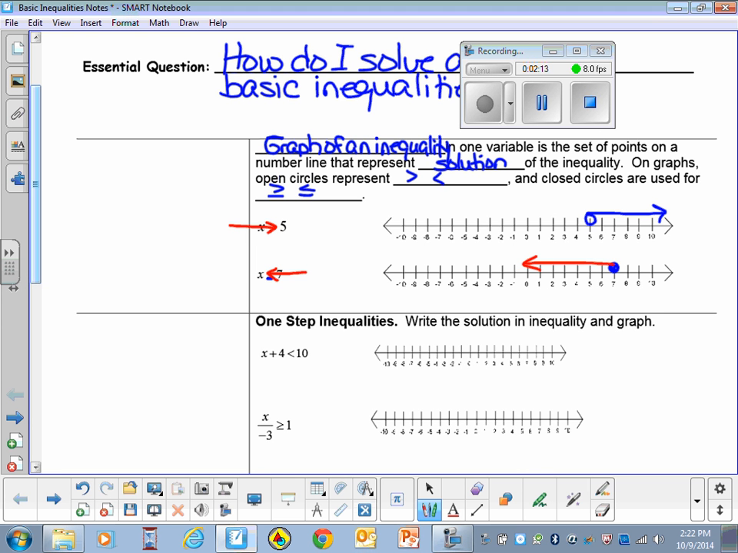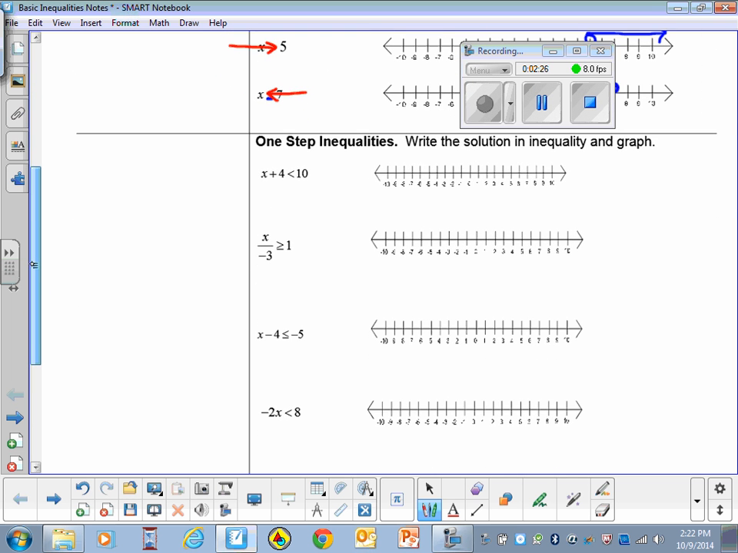Now this arrow trick that I'm using only works if your X is written first. If you have the number written first, this trick does not work for graphing inequalities. Let's look at a 1-step inequality. I need to subtract 4 from both sides, and X is less than 6. That's going to be an open dot, and less than is my arrowhead pointing me down.